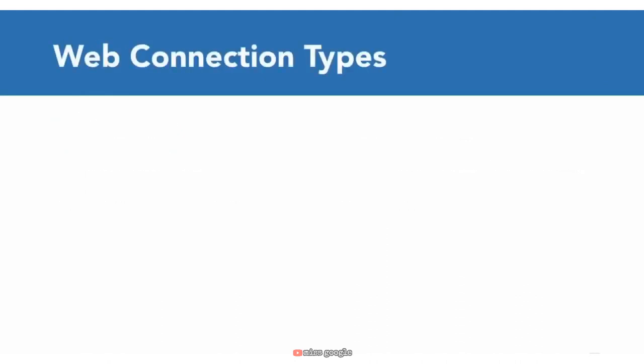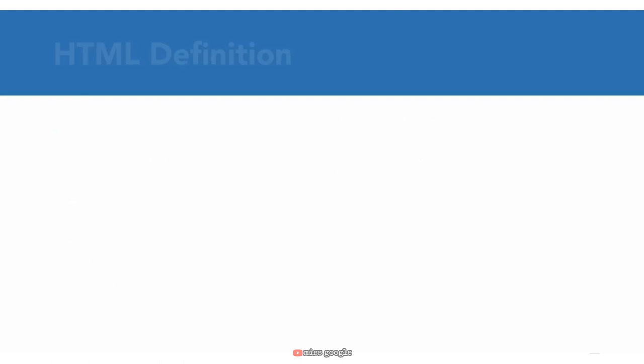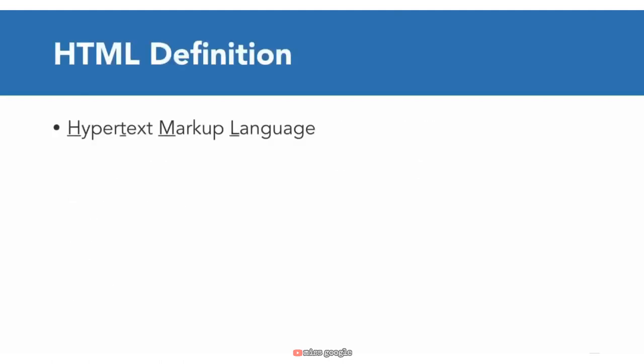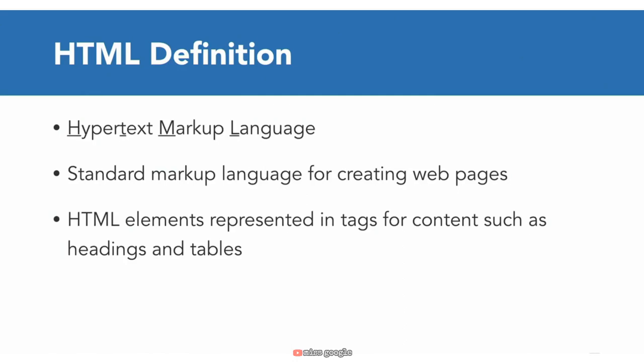We have the capability to open web pages as different file types, including text files, CSV documents, Excel workbooks, PDF files, JSON files, HTML pages, and XML tables. HTML stands for Hypertext Markup Language. It serves as the standard markup language for creating web pages. Tags that label pieces of content, such as headings and tables, represent the HTML elements.